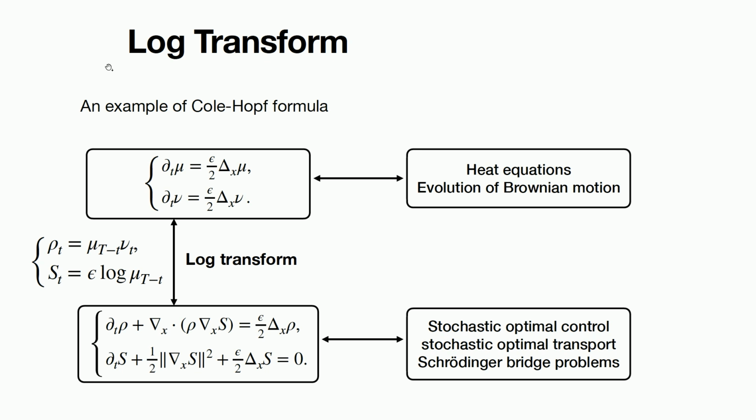So when you have two heat equations, mu and nu, you apply this log transform to one equation, nu, to get a new function s, and then you multiply those two solutions together to get a function rho. After these two transformations, you get a coupled viscous Hamilton-Jacobi and Fokker-Planck equation. This is related to a lot of things we're familiar with: stochastic optimal control, stochastic optimal transport, the Schrodinger bridge problem, mean-field games, and so on. The heat equation is also very useful in PDE and probability theory, and it describes how the density of Brownian motion evolves. So you can see this nice picture.